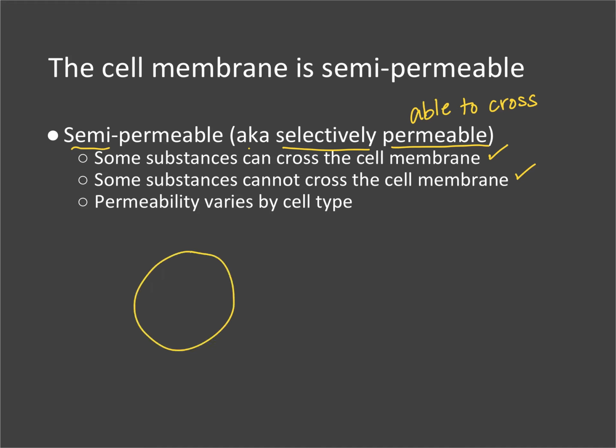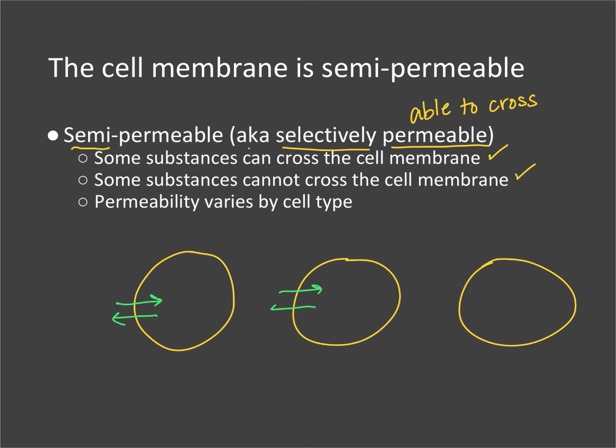So for example, if we've got a couple of cells here, there are some things that can enter and leave all cells. And we'll talk about what those types of things are on the future slides. There are other things that can't get into the cell, or if they're inside the cell, they might not be able to leave the cell. But the interesting thing is that this permeability varies by cell type. Some cells are more permeable to more substances than other cells.